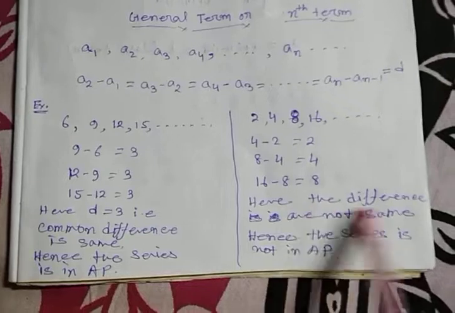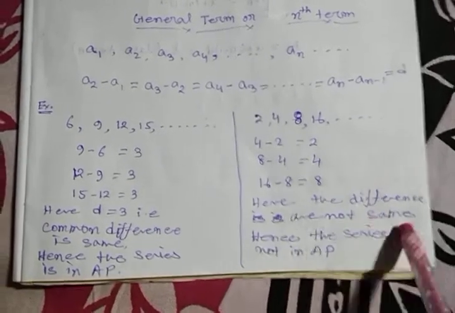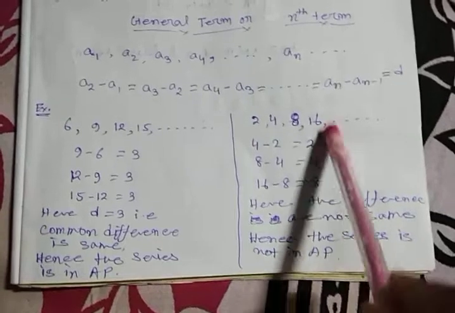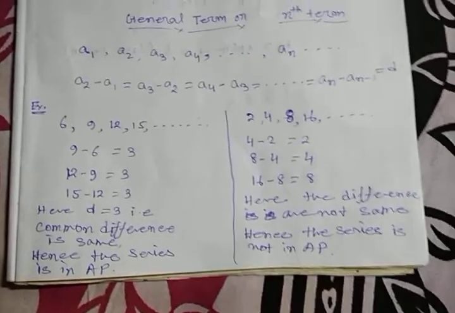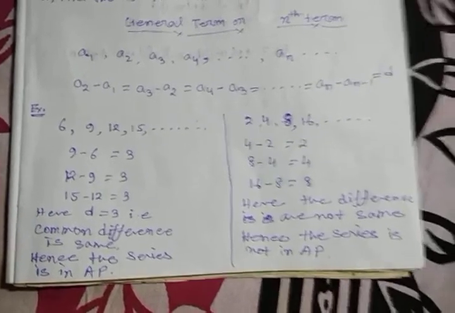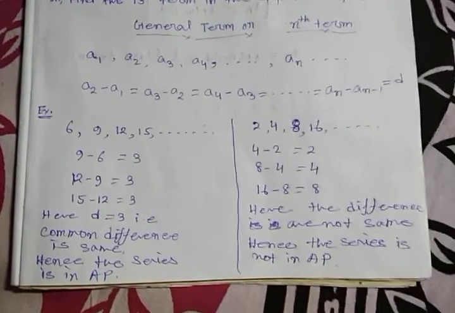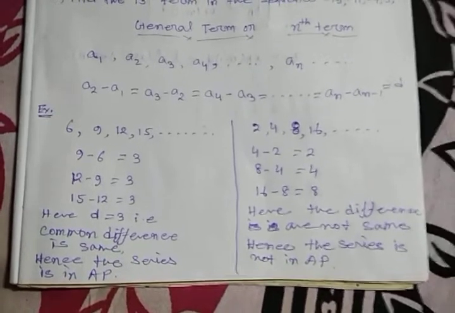Hence the difference between any two consecutive numbers is not the same, because 2, 4, 8 are not the same, hence the series is not in AP. So in this type of case you can easily say which sequence is in AP and which sequence is not in AP. For that you need to check the difference between any two consecutive numbers.